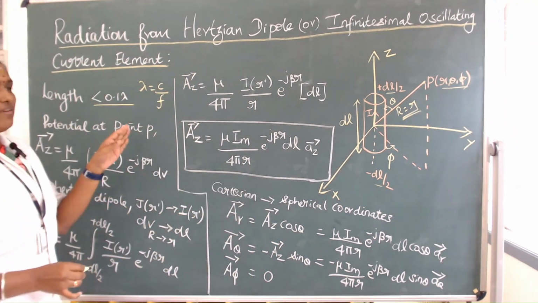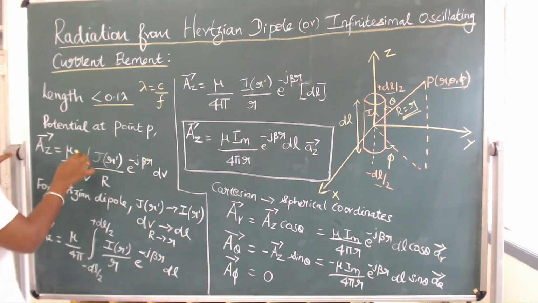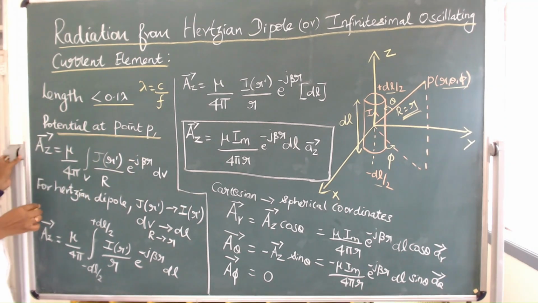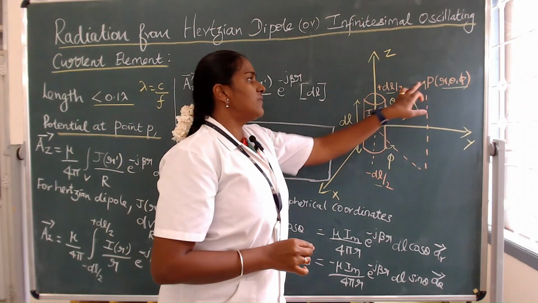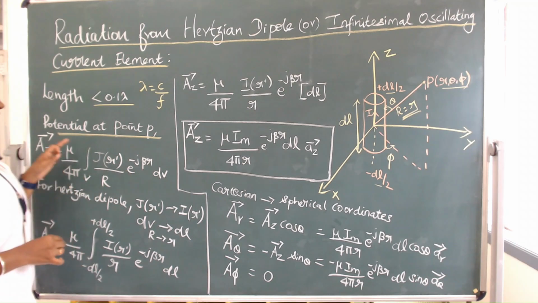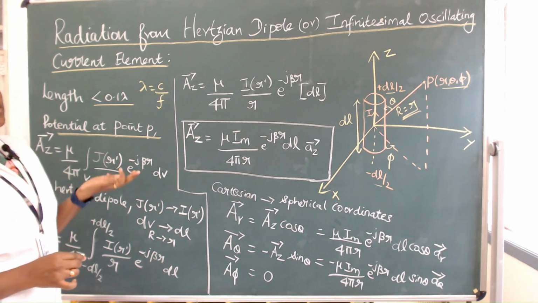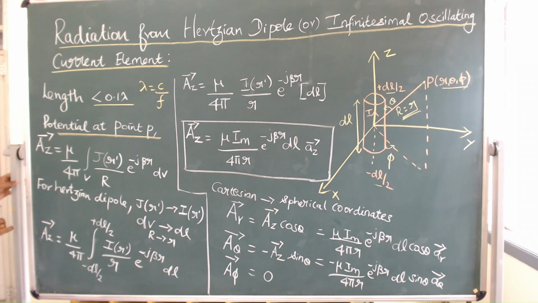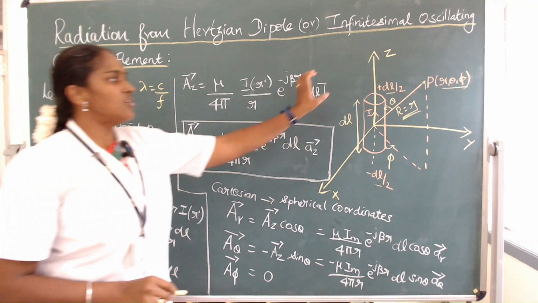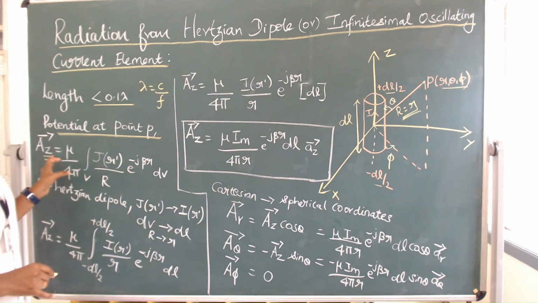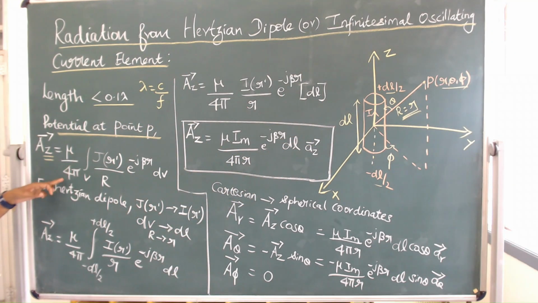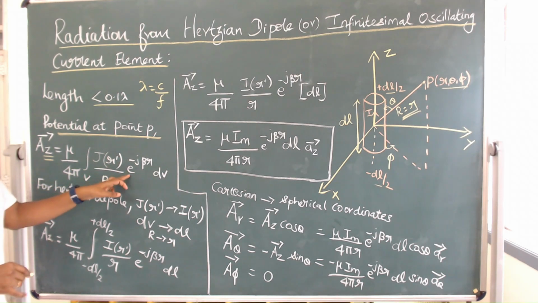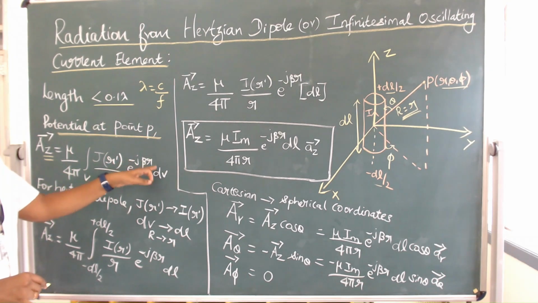The derivation actually starts from the potential at point P. At this point P, first we have to obtain the potential value. From that, we are able to obtain the field values, that is, the magnetic field and also the electric field. The potential at point P can be given by A_z, where the suffix z indicates the direction in which the Hertzian dipole is placed. It is mu by 4 pi times the volume integral of J of r dash by r, multiplied by e power minus j beta r, dv.